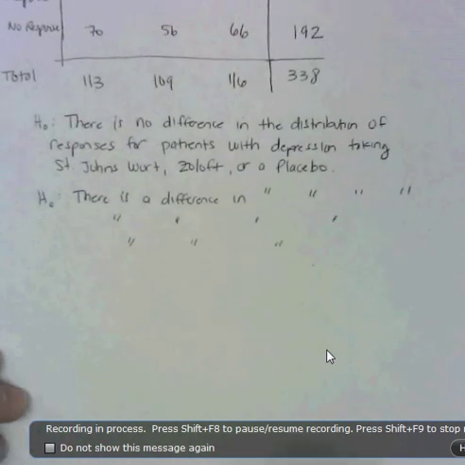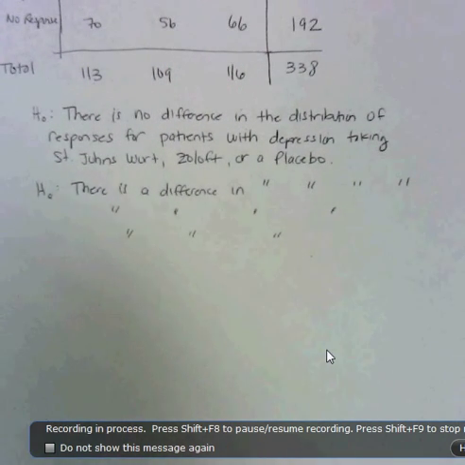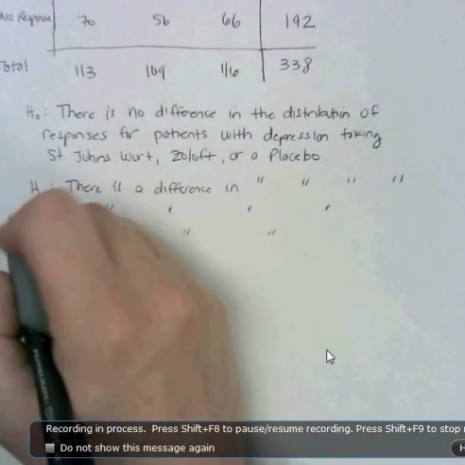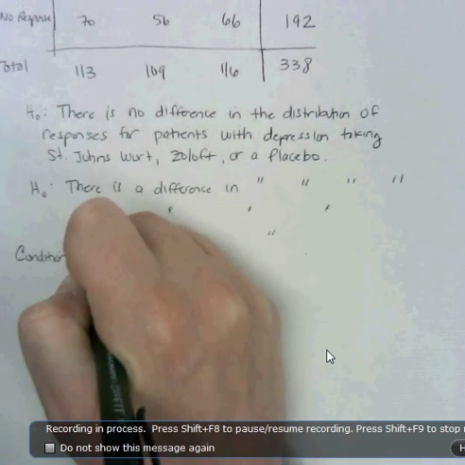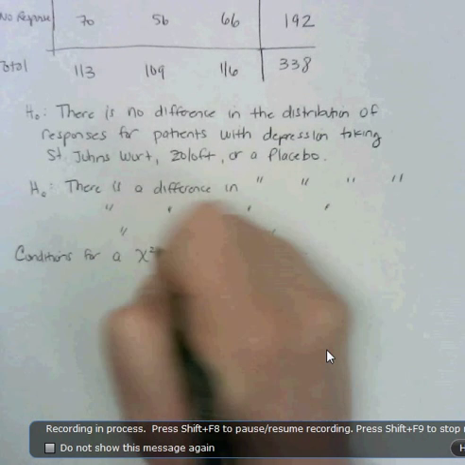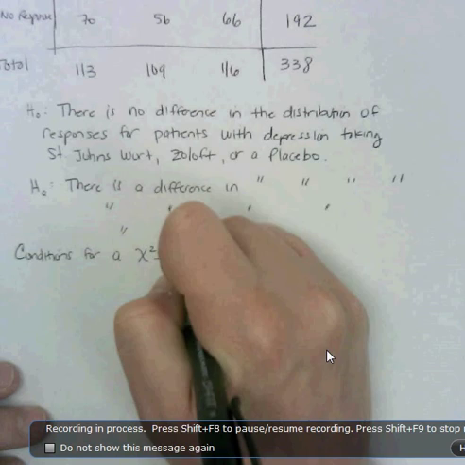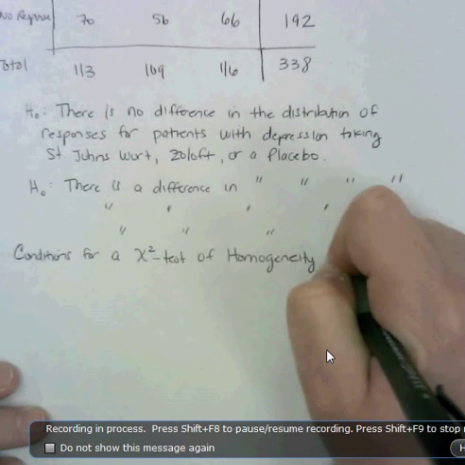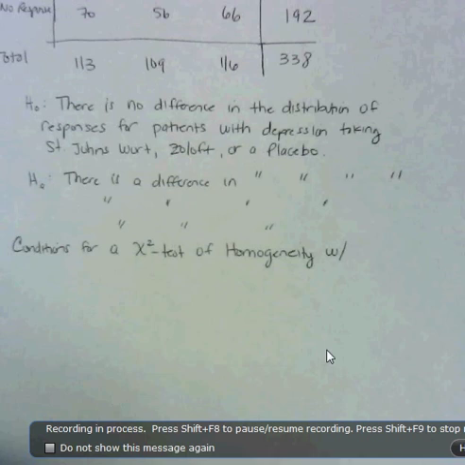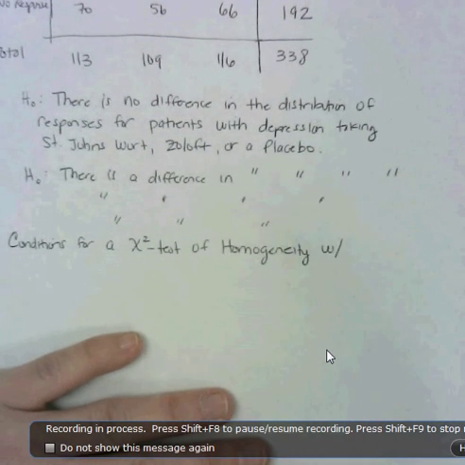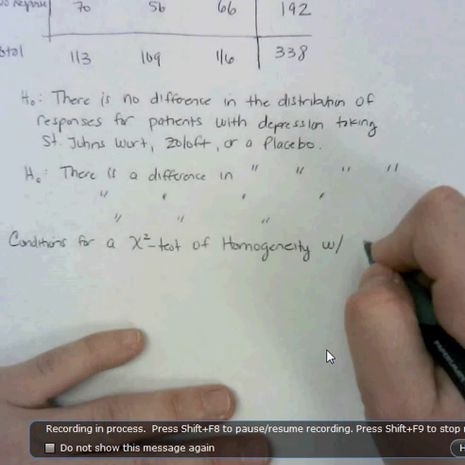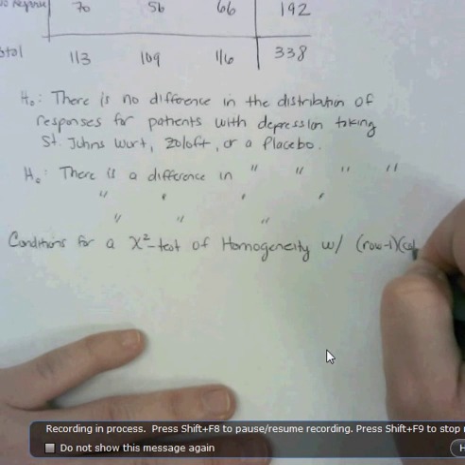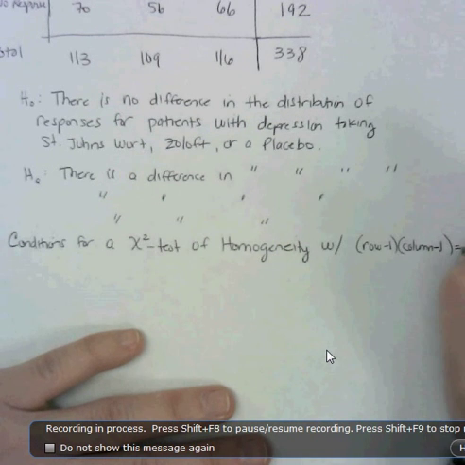Okay, so then we go to our title, and we will write conditions for a chi-square test of homogeneity with, and your degrees of freedom for these two-way table tests, the ones you're going to see for homogeneity and then again for independence, is actually row minus 1 times column minus 1 degrees of freedom.